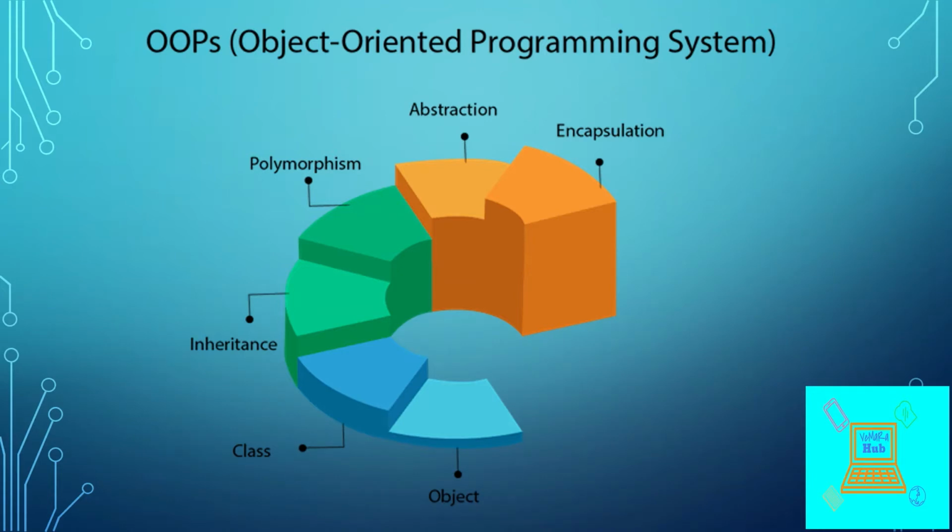We have an object, which is actually an instance of a blueprint called a class. The class follows the property of inheritance, which means it can acquire the properties from the parent class to the child class. It also follows polymorphism, which means the same entity performing differently in different situations. Then there is abstraction, which means hiding the background details. And we have encapsulation, which means grouping of data and functions into a single unit.